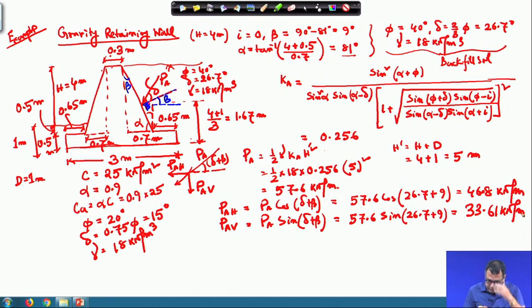So, now I am using the Coulomb's theory. So, I will not consider the weight of the soil during the force calculation. So, I am taking the various components. So, this is segment 1, this is segment 2, 3 and 4. So, this is a triangle, this is a rectangle, this is a triangle and this one is the rectangle. So, that I am taking for the force calculation. So, now I will calculate the forces.